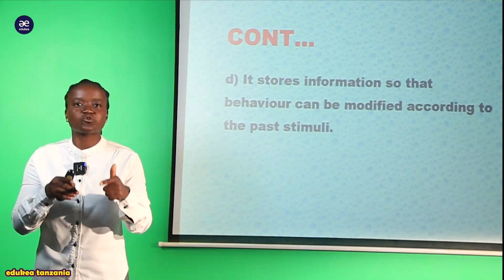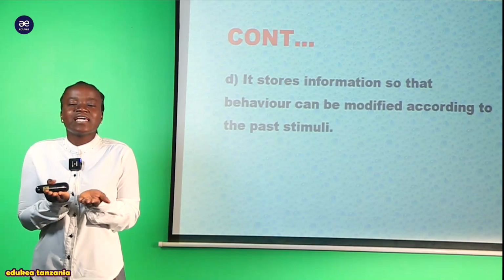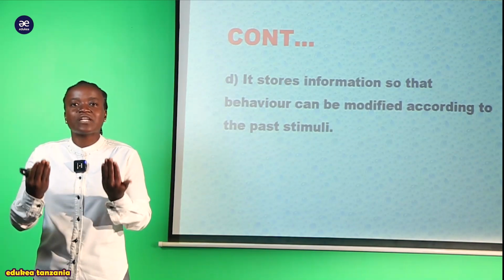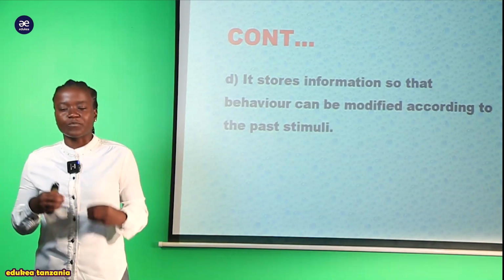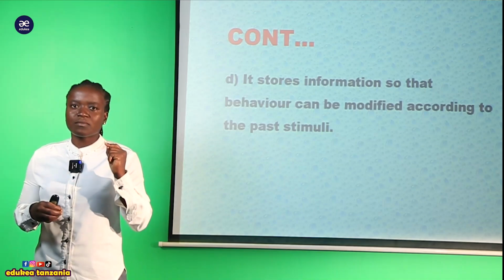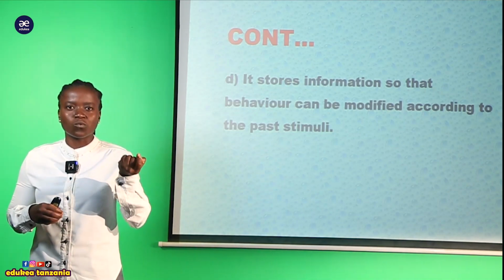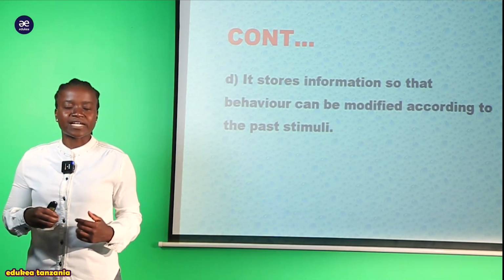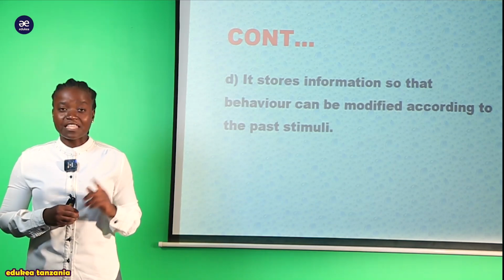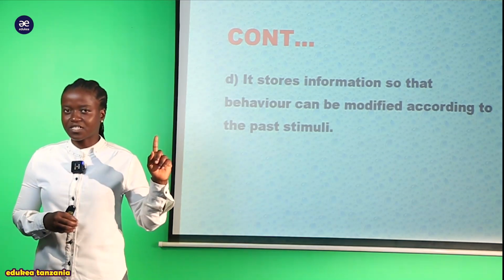So the presence of mshumaa ndio tunasema kwamba ile central nervous system au nervous system in general inakuwa ina store information. So nikiona moto najua kwamba pale nikipeleka mkono nitaungua. So natakiwa ni escape from that stimuli. And that is the function of the nervous system.